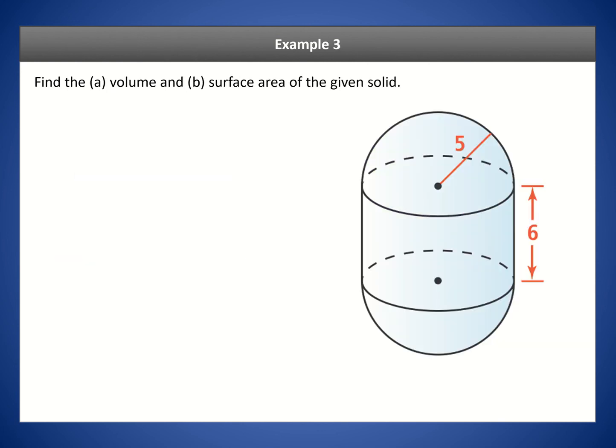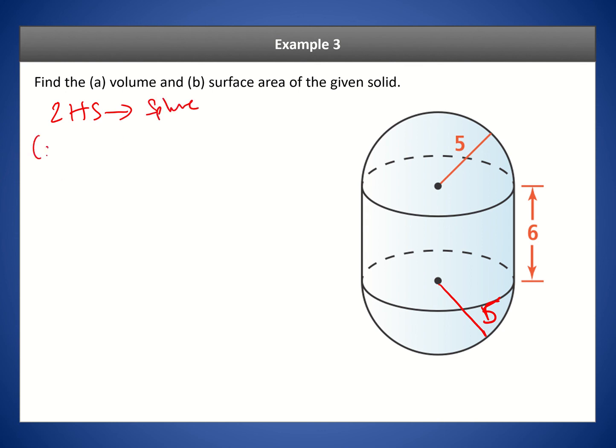All right, so let's finish up with the final example. We have two hemispheres put together, one on top, one on bottom, and then we got a cylinder in between. So pretty interesting little shape here. Since we have two hemispheres with the same radii, if I put them together, I get one sphere. So two hemispheres give me a sphere, right? So basically we just have to do the volume of a sphere.